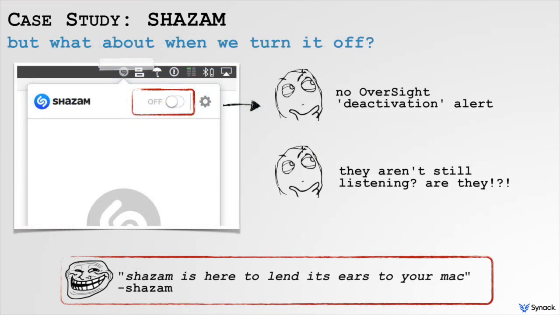But turns out when I installed it and turned the mic off, I didn't get any deactivation alert from OverSight. So when I turned Shazam on, OverSight said, hey, Shazam is using the mic, which makes sense, nothing surprising there. But again, turned it off, there was no deactivation alert. And OverSight will always give you a deactivation alert when the webcam and the mic is turned off. So I said, hey, two options, right? My code sucks, or there's a bug, or perhaps Shazam is still listening. And I was leaning toward my code having a bug. I'm more of a hacker versus a software engineer. But either way, I wanted to get to the bottom of it to figure out if there was a bug in the code to fix it, or if Shazam was really listening.